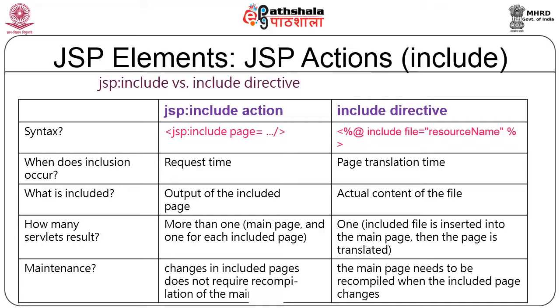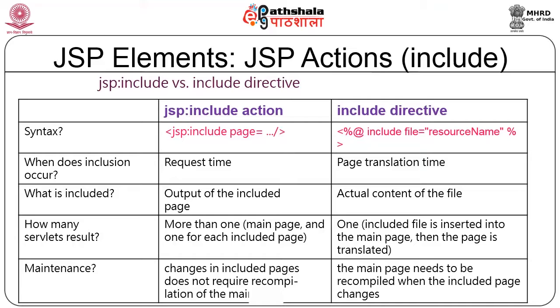Both of them look the same and simple, but where do they vary? The first one: when does inclusion occur? In the first case, the inclusion occurs during the request time itself, whereas in the second case, the inclusion occurs only at page translation time. Translation means once we convert the JSP into the servlet, only at that time it takes place. Then the next question, what is included? In the first case, only the output of the included page is taken, whereas in the second case, the actual content of the file is included as it is.